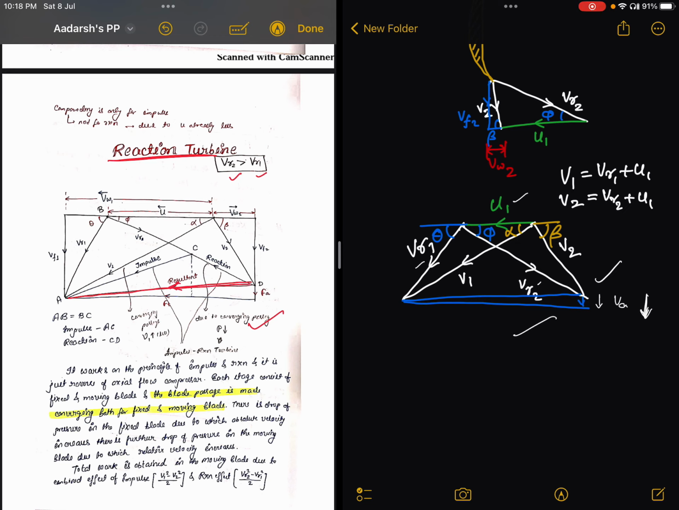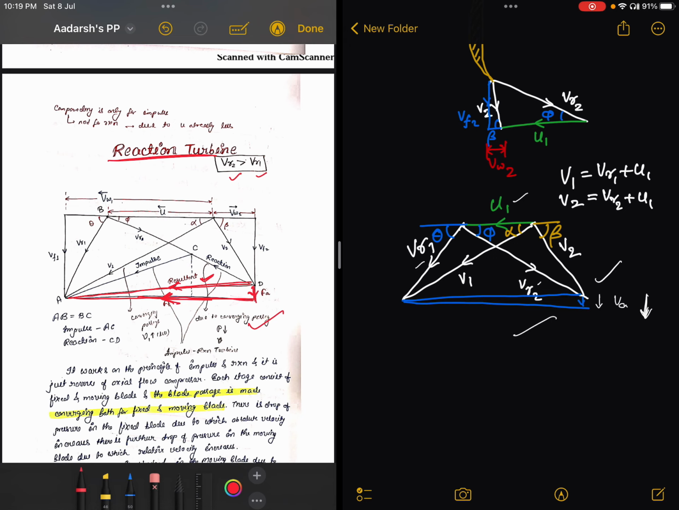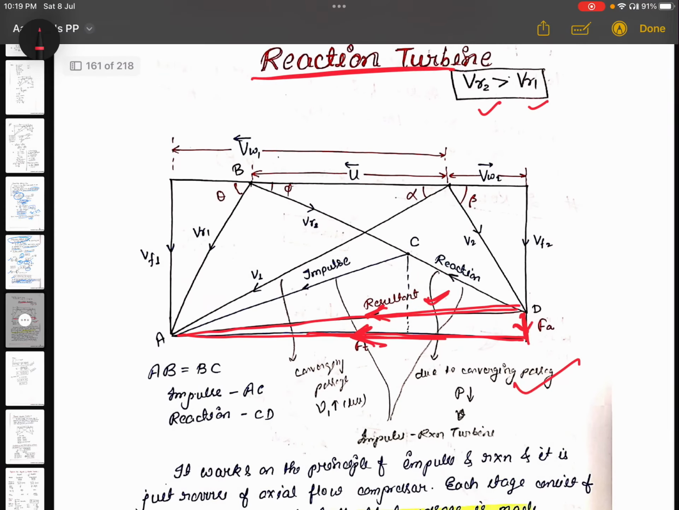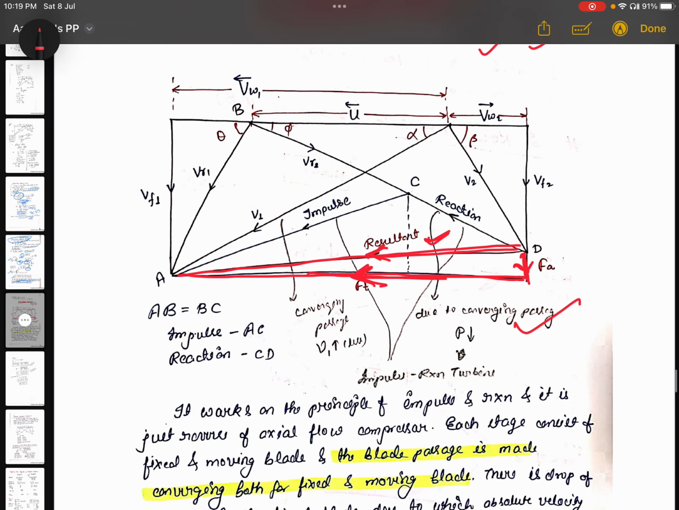Why? Because this is the axial force applied on the blades, and this is the tangential force. So this becomes the resultant force. The resultant force is somewhat tilted from the tangential direction. It means that there is an axial force applied also in the case of the reaction turbine.